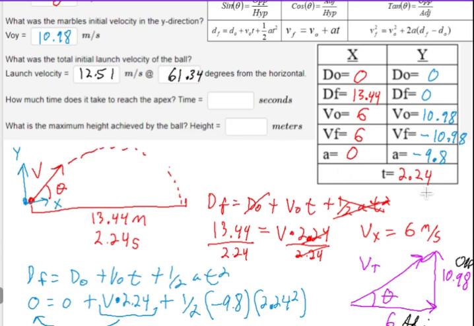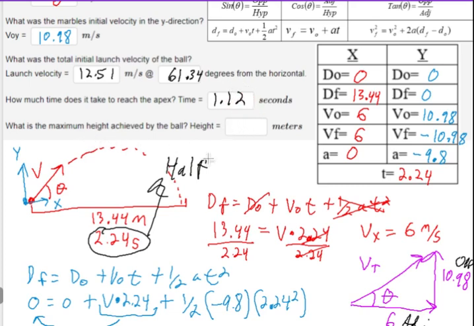How much time does it take to reach the apex? Well, if it takes 2.24 seconds to go the whole distance, to reach the apex it's going to take half that time. So I'm going to take my total time and cut it in half. Doing so is going to give me 1.12 seconds.